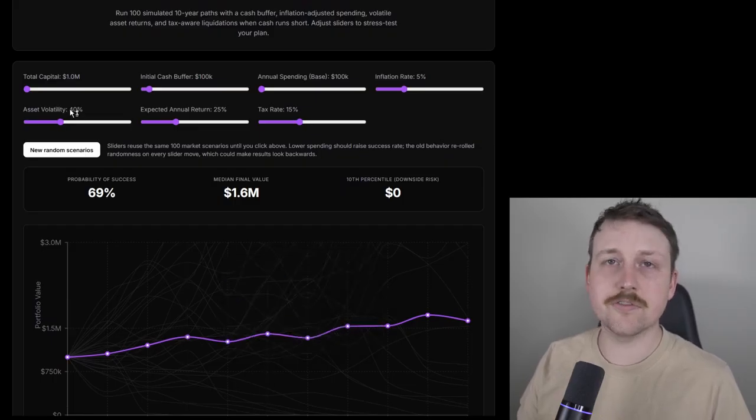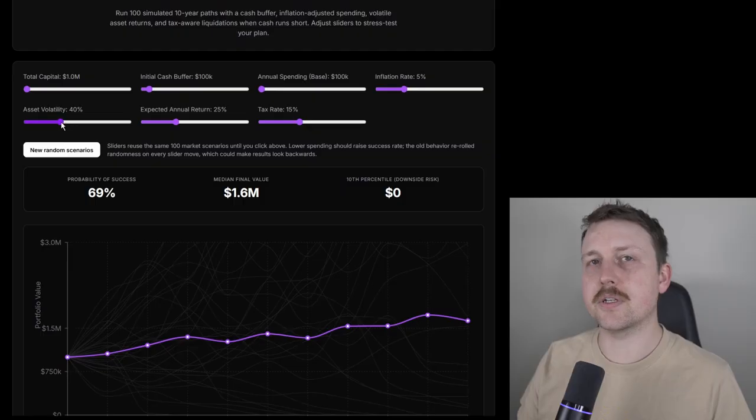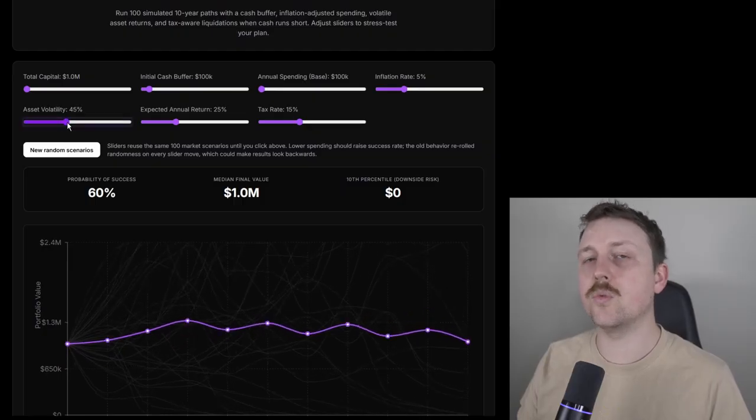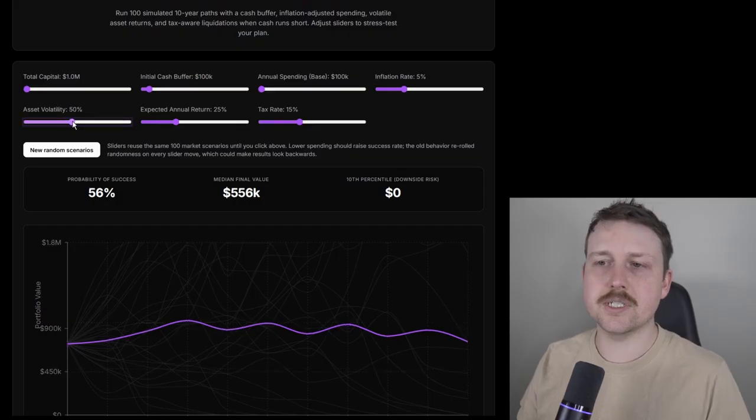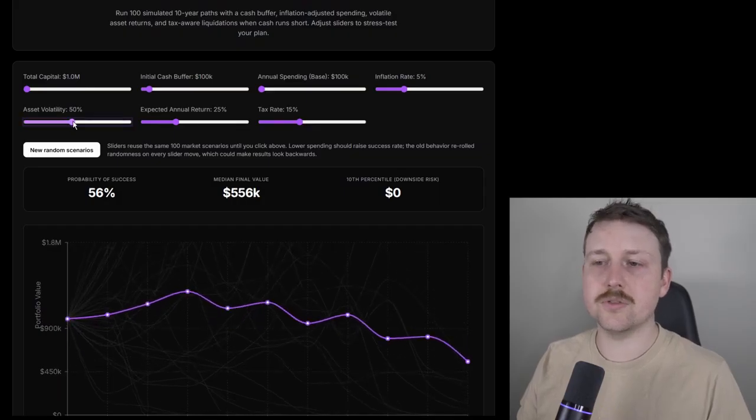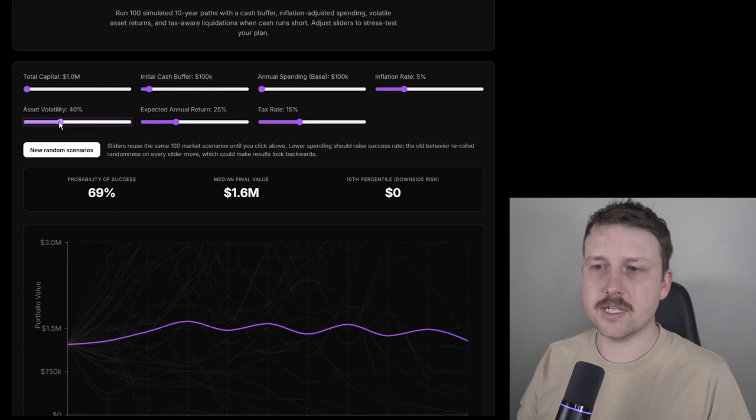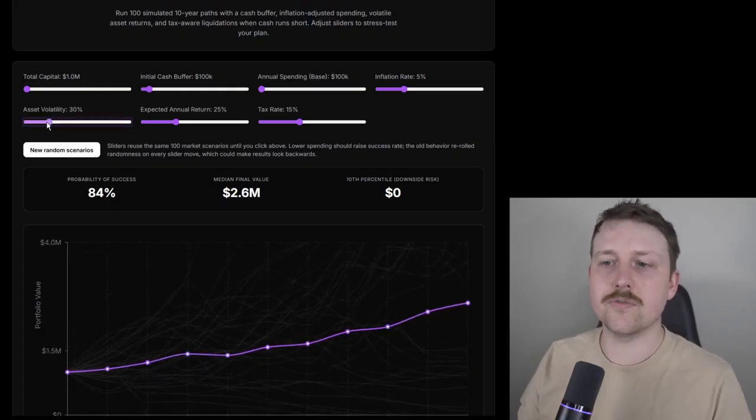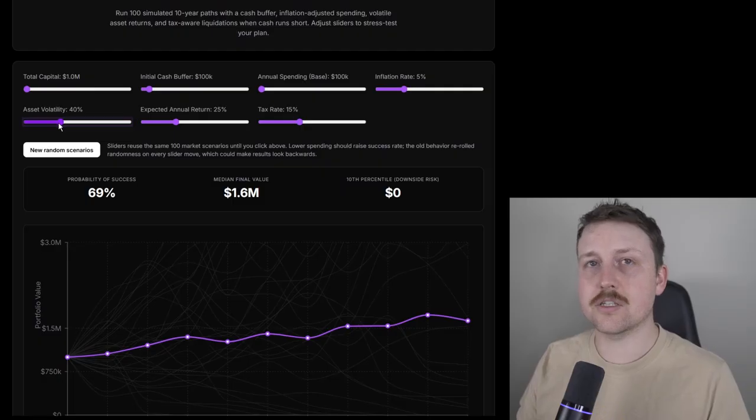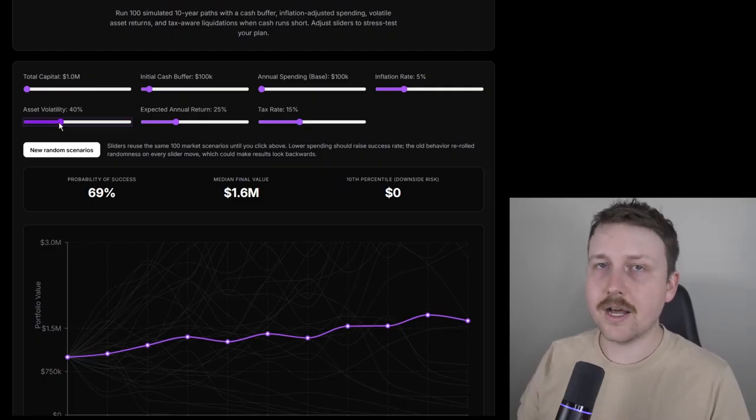Asset volatility, we've done 40%. If you expect Bitcoin to be more volatile, or if you want to really bulletproof this scenario, you could increase volatility, and that's going to lower the probability of success here. Or if this is a different asset that has a lower volatility, you can lower the volatility.